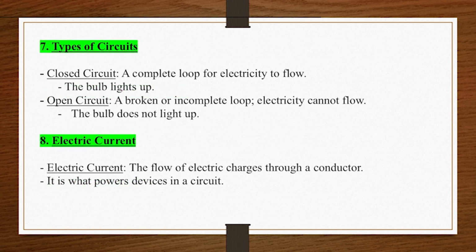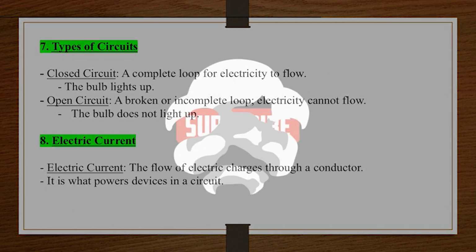7. Types of circuits. Closed circuit, a complete loop for electricity to flow. The bulb lights up. Open circuit, a broken or incomplete loop, electricity cannot flow. The bulb does not light up. 8. Electric current. Electric current, the flow of electric charges through a conductor. It is what powers devices in a circuit.